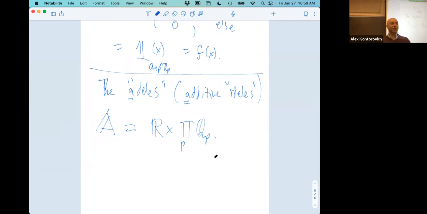So the first hint that this is trouble, so let me put a question mark here. This is a Cartesian product. The first hint that there's trouble is we can define an adelic norm. The adelic norm of x. So now x is an element of the Adeles. What's an element of the Adeles? It's something called x infinity, which is a real number.